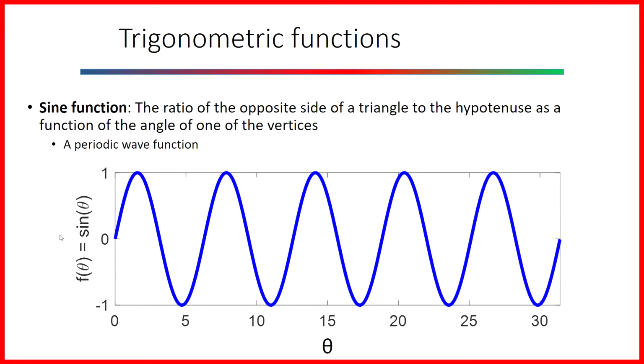Another group of elementary functions that we use constantly are trigonometric functions. Trigonometric functions are related to the angle of a right-angled triangle and the ratio of the 2 side lengths of that same triangle. For instance, the sine function shown here is defined as the ratio of the opposite side of a triangle to the hypotenuse as a function of the angle of one of the vertices of that triangle.